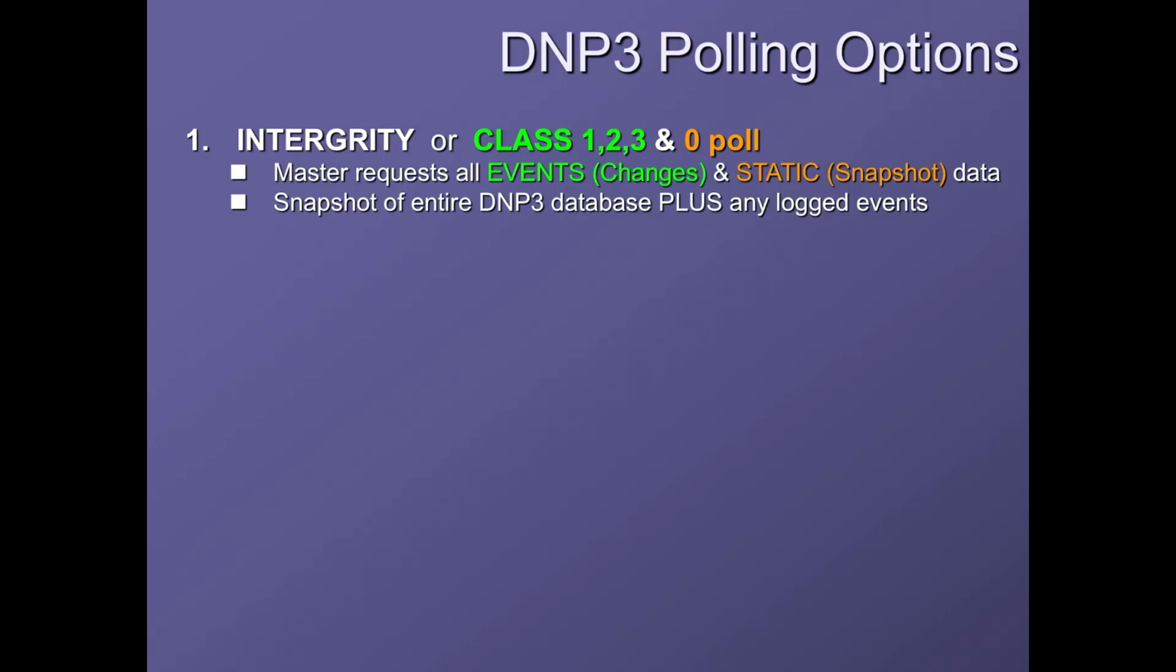So notice how it says master requests all of the events, all of the changes, and all of the static data. We know static data stands for real-time data. So this is really saying, tell me everything that you have, both as events or real-time values. So it's a full snapshot, if you will, of the remote location.